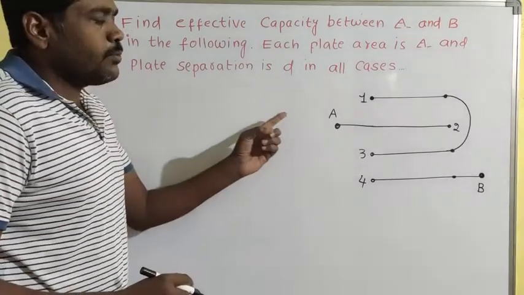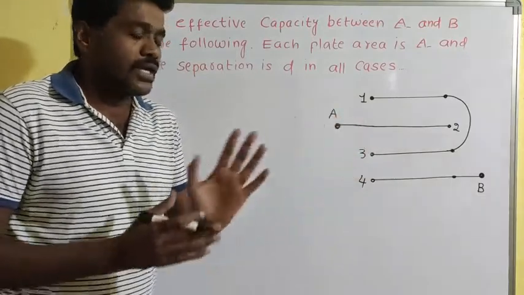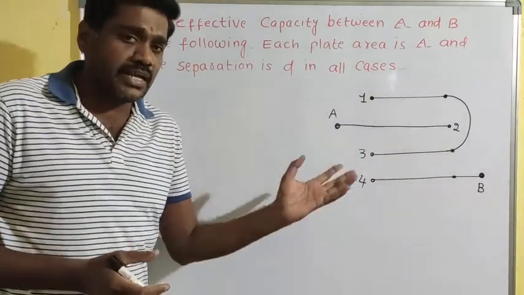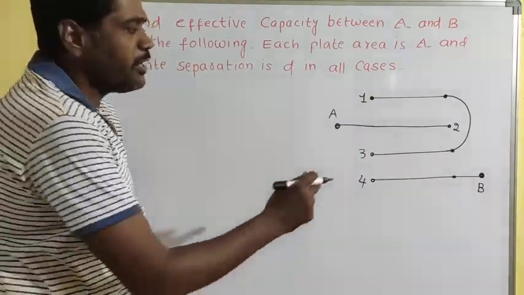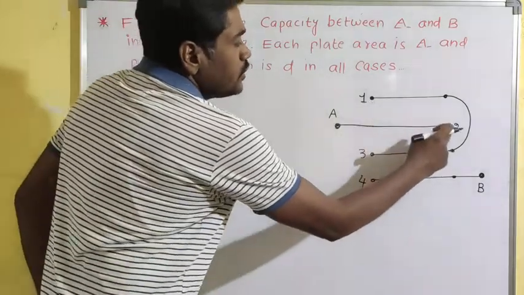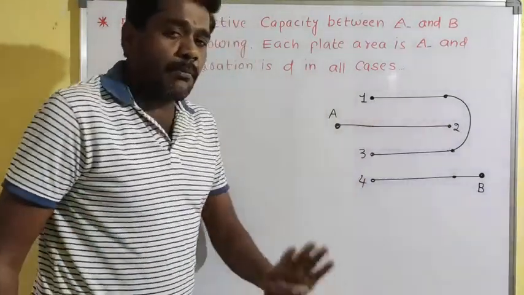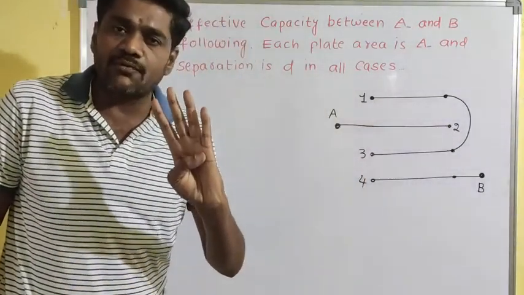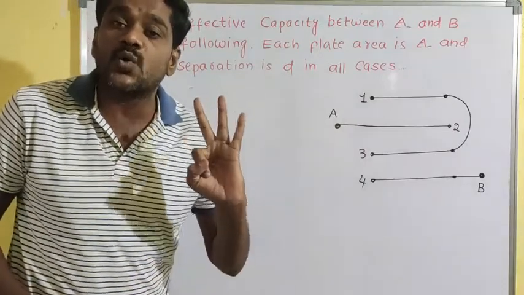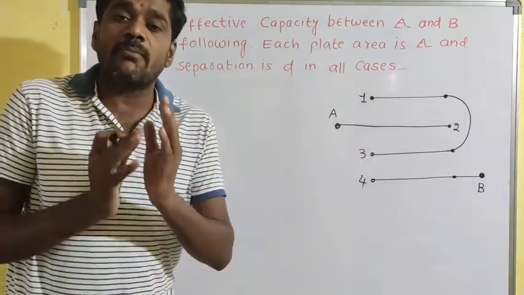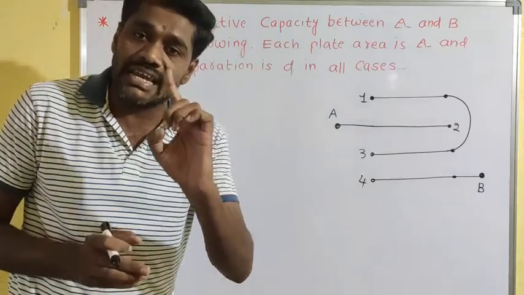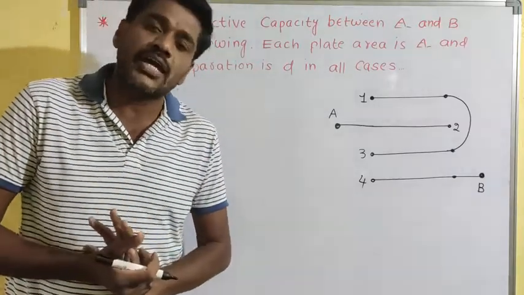Now let us discuss one more problem, same but different. You see, the previous one was different, and in this case it is also different. How many plates are there? Count: 1, 2, 3, 4. The number of plates is equal to 4, but the number of capacitors is only 3, because the number of capacitors is always one less than the number of given plates.